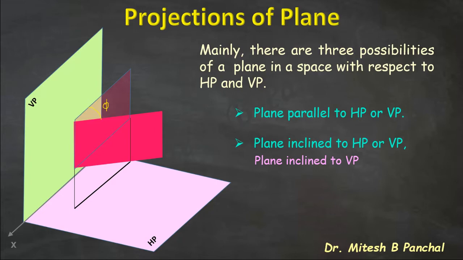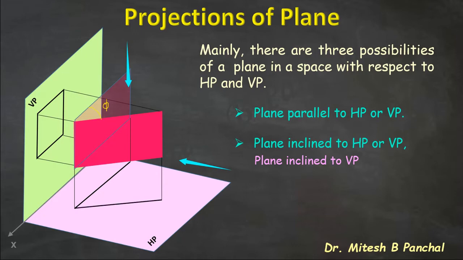Now in this case, when we view the object from the front direction, the projection of the rectangle on VP, that is nothing but the front view, will be a rectangle. The shape of this rectangle depends upon the inclination with VP, that is inclination phi. And when we view the plane from the top side, its projection on HP, that is the top view, will appear as a line.